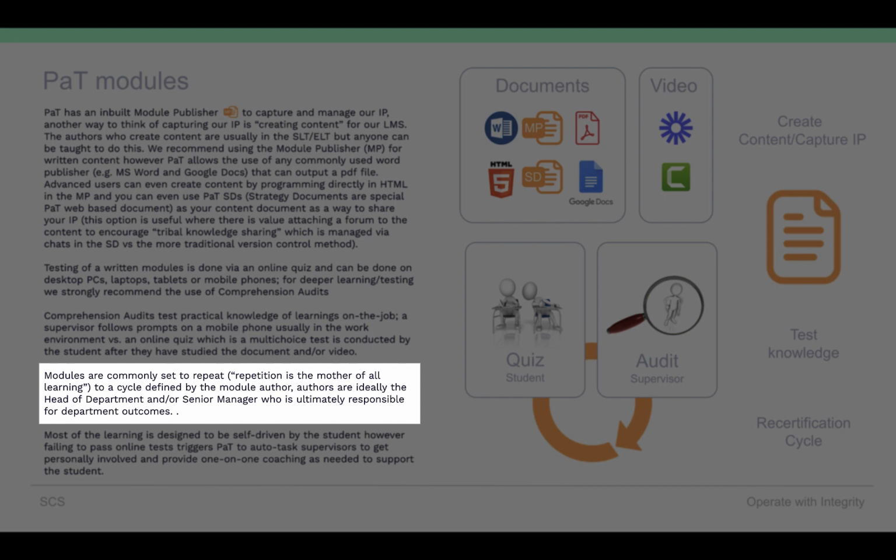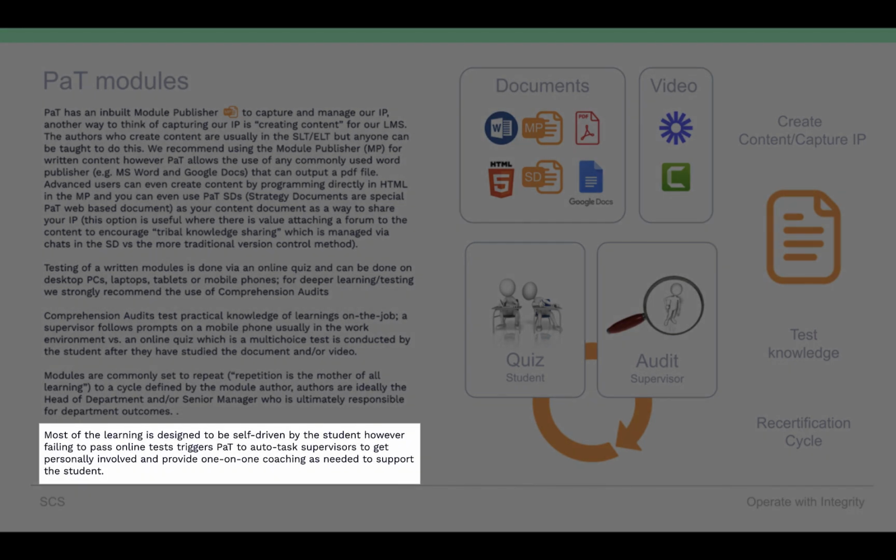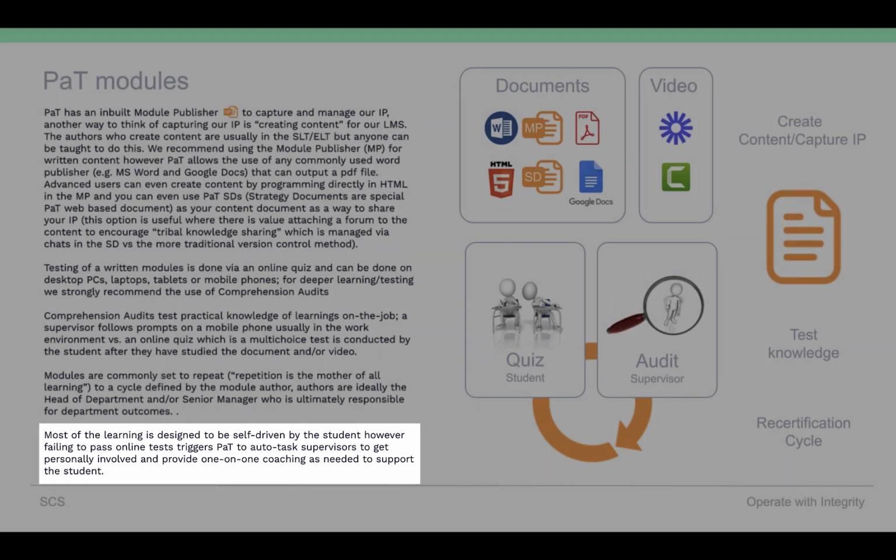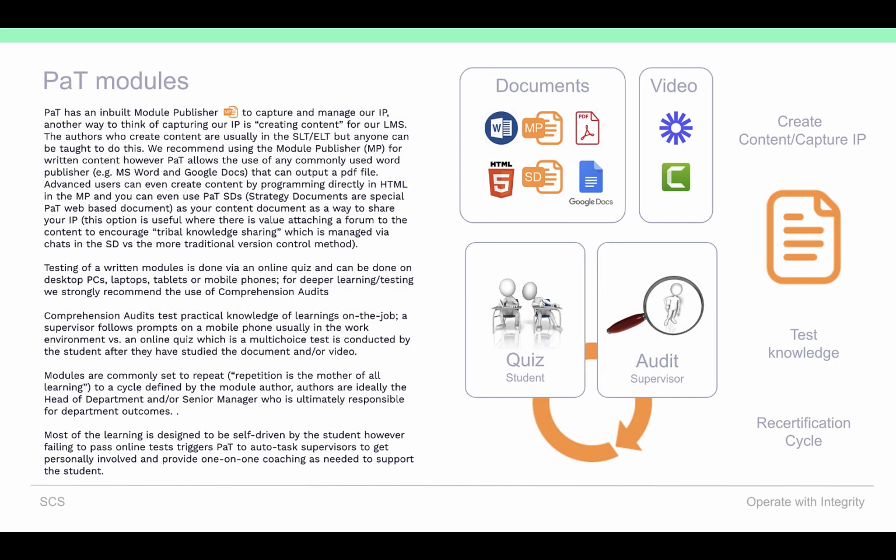Modules are commonly set to repeat, because repetition is the mother of all learning, to a cycle which is defined by the module author. Authors are ideally the head of department and/or senior manager, who is responsible ultimately for the department outcomes. Most of the learning is designed to be self-driven by the student through PAT. However, failing to pass online tests triggers PAT to auto-task supervisors to get personally involved and provide one-on-one coaching as needed to support the student. And we call that process training to the gap.